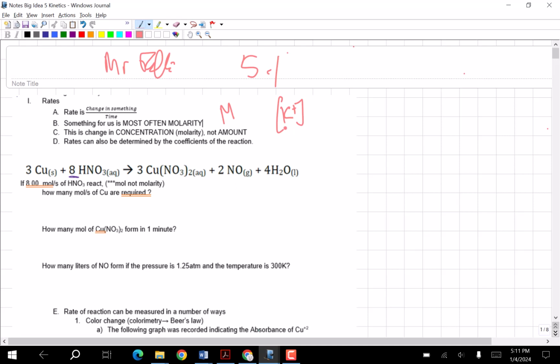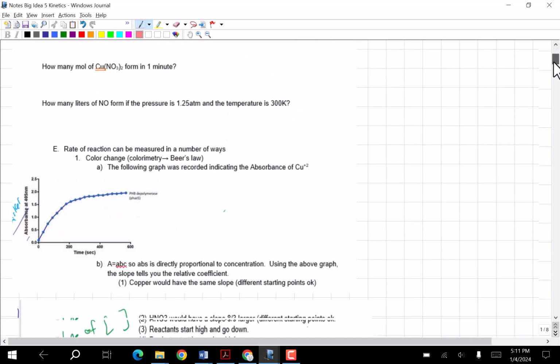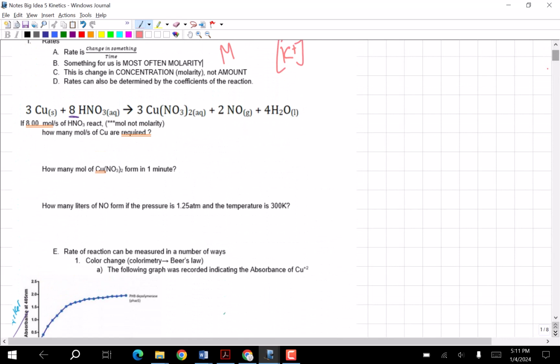Rate is how often they collide, all right? Rates can also be determined by the coefficients of the reaction. So let's take a look. If I have 3Cu plus 8HNO3 yields 3Cu(NO3)2 plus 2NO plus 4H2O. Wow, that's a big equation. If I have 8 moles per second of HNO3, that would be moles per second, not molarity. How many moles per second of copper are required? If it takes 8 moles per second, notice how that's my coefficient. This would take 3 moles. So the coefficient tells us that.